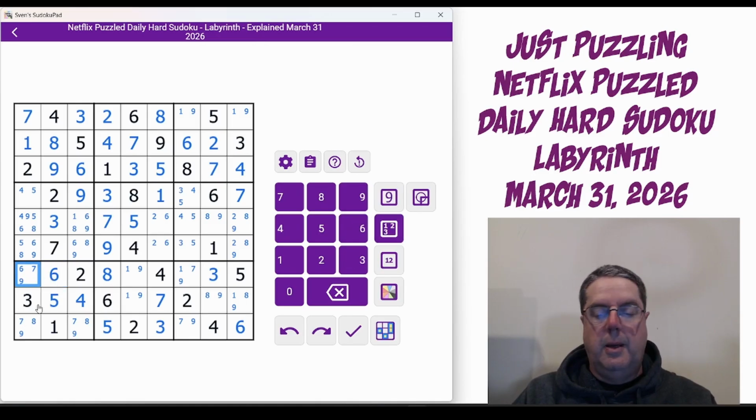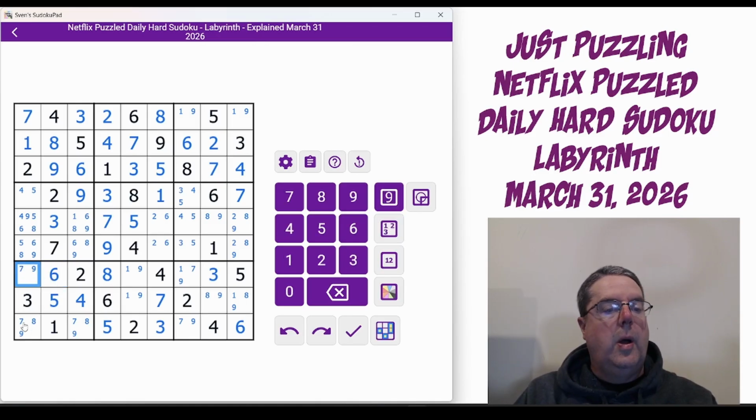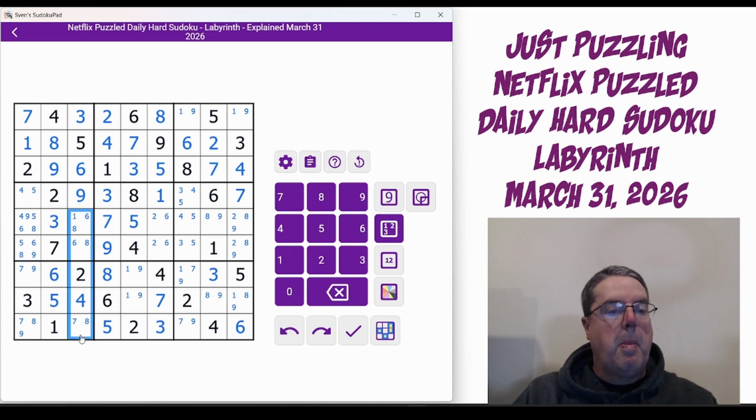6 comes out of here. 7, 9, 7, 8, 9, 1, 7, 1, 7, 9 there. Alright, so that makes sense. There's a lot of numbers here, so I think I've got too many. So 9 can't be in here.